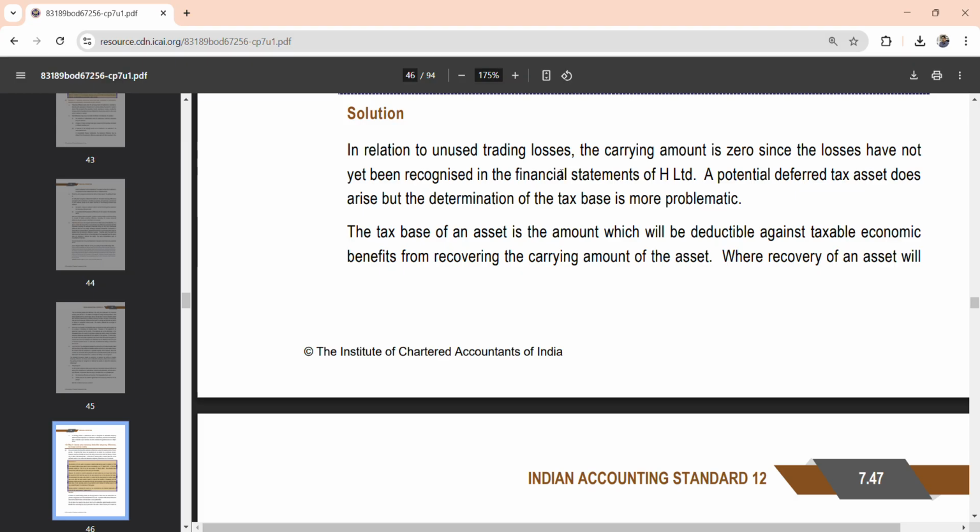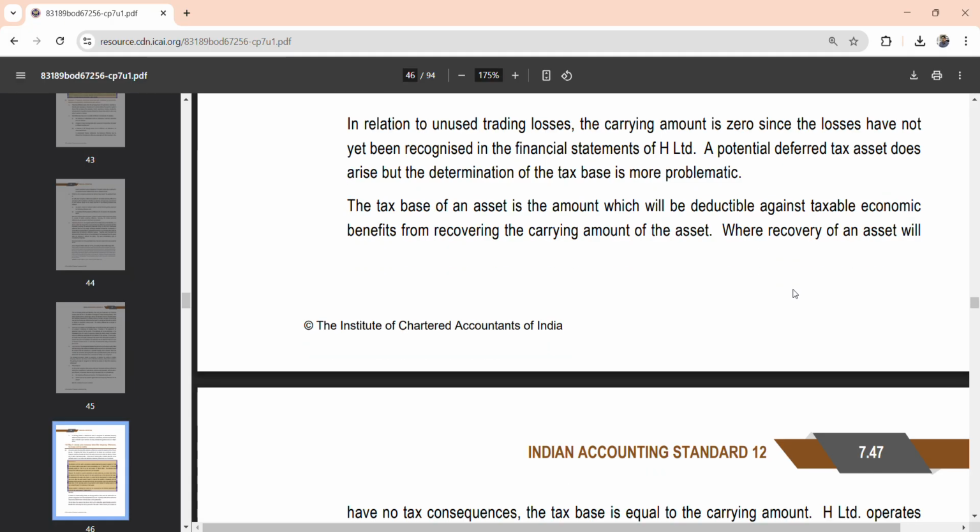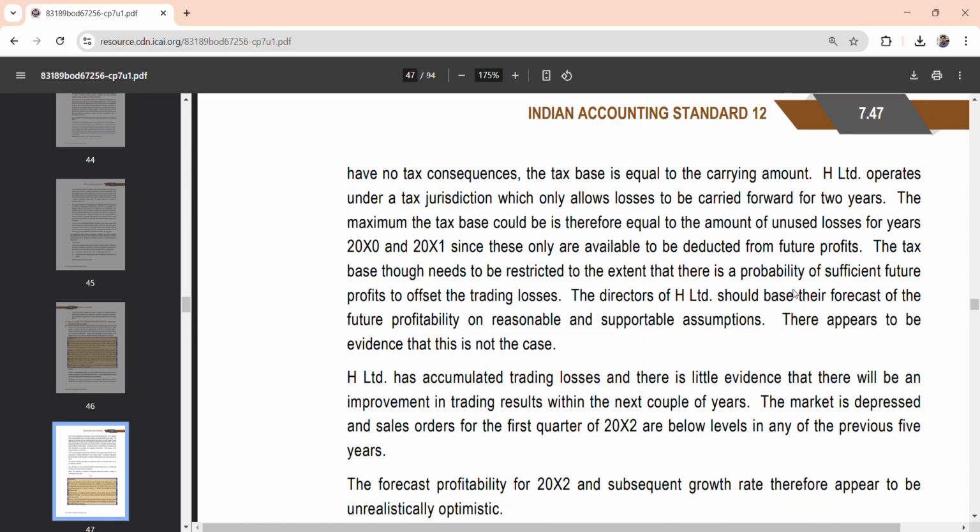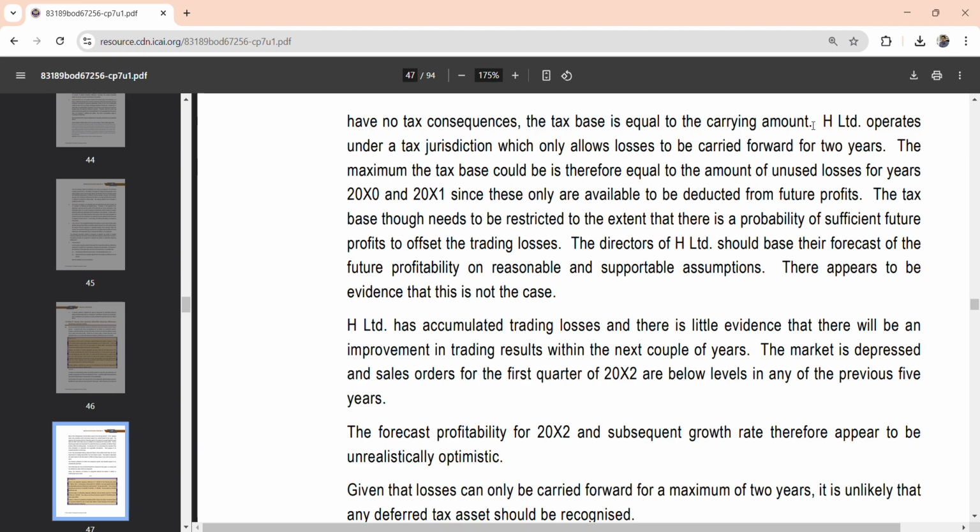The tax base of an asset is the amount which will be deductible against taxable economic benefits from recovering the carrying amount of the asset. Where the recovery of an asset has no tax consequences, the tax base will be equal to the carrying amount. This is a very important starting para. H Limited operates under tax jurisdiction which allows only losses to be carried for 2 years. So the maximum the tax base will be equal to the amount of unused losses for years 2020 and 2021, since these are only available to be deducted from future profits.